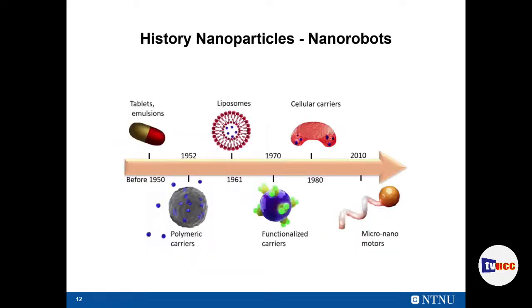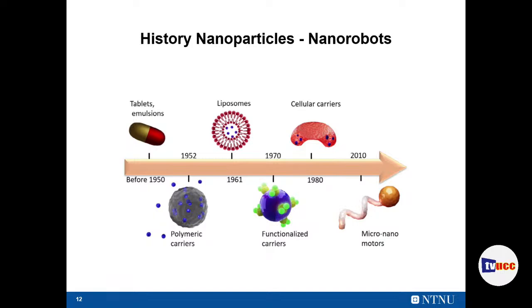Very many think of nanoparticles as something new. Nanotechnology and nanoparticles are something new, but it is not. Liposomes started being used in cancer therapy in the 1960s, and some polymeric carriers even before. So we have had these nanoparticles for a very long time.